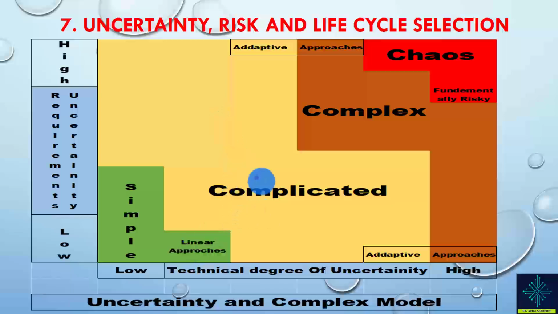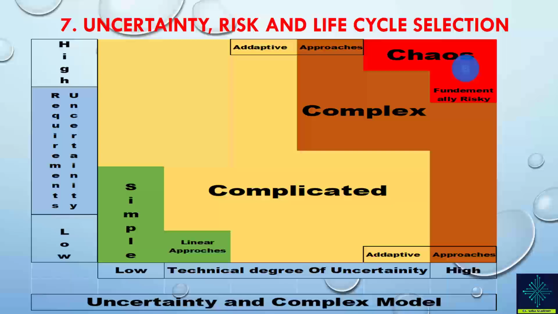Then we have this region with a moderate to higher level of uncertainty. This we call the complicated region. And when we go forward, this is the complex region. In both the complicated region and the complex region, we use Agile, in complicated and complex projects associated with a higher degree of technical uncertainty and high requirements uncertainty.